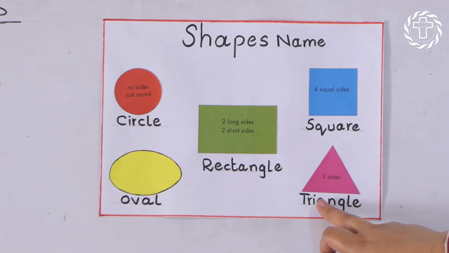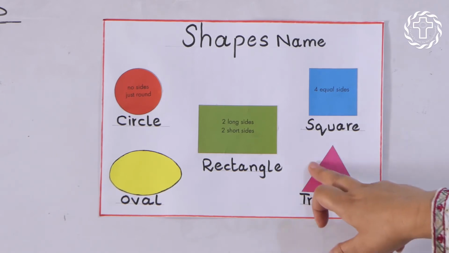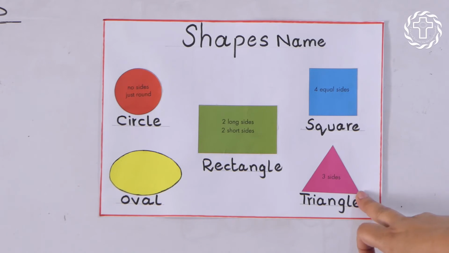And then triangle. This is a shape of triangle. It has 3 sides, equal sides and 3 corners. These are the sides and these are corners.